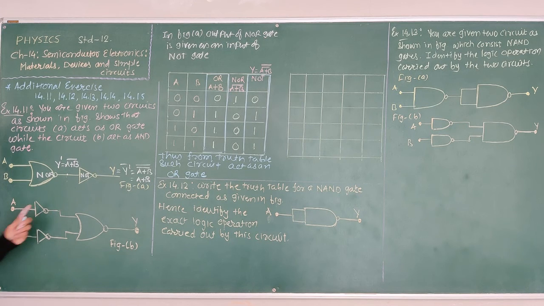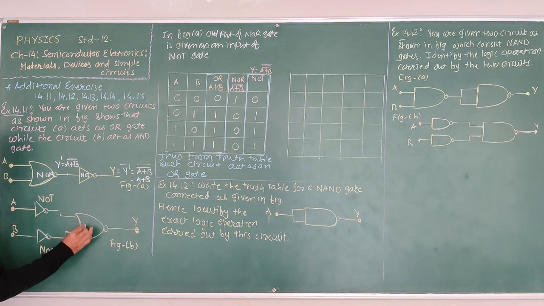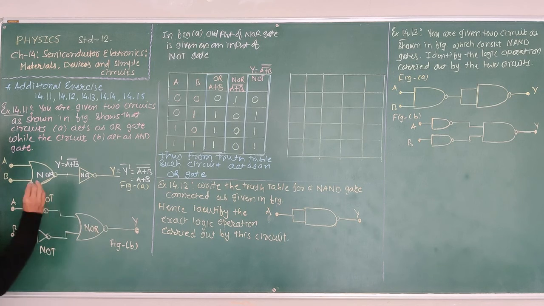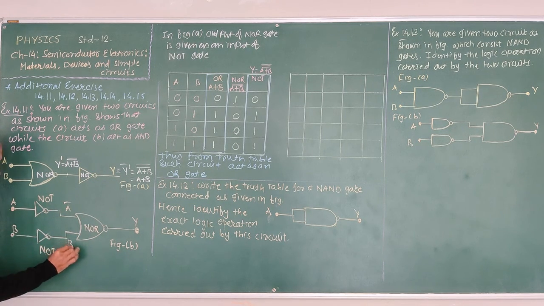Figure B, what is given? The outputs of two NOT gates are given as the input of a NOR gate. So here A, that is A bar, that is B, that is B bar.